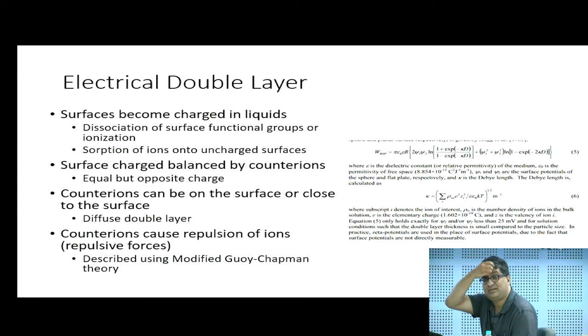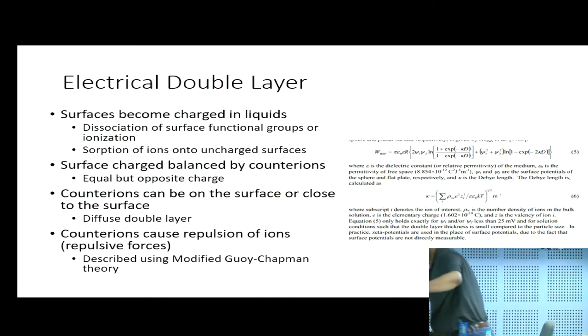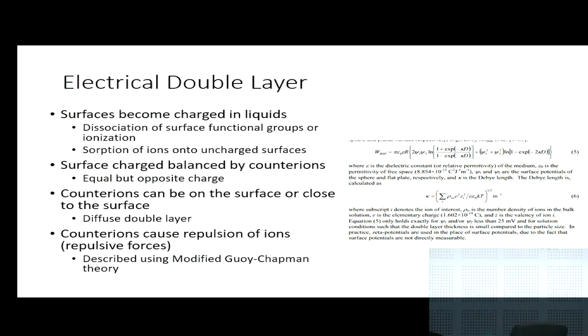So we have this colloidal particle. The surface of the colloid has a charge. The reason it has a charge is because there is a dissociation of some surface functional groups, especially if I have a carboxylic acid group. What's carboxylic acid? COOH.